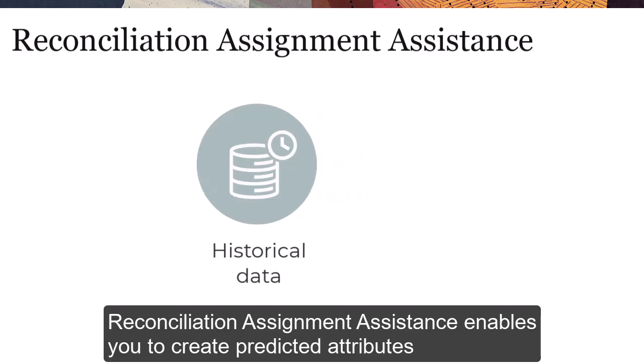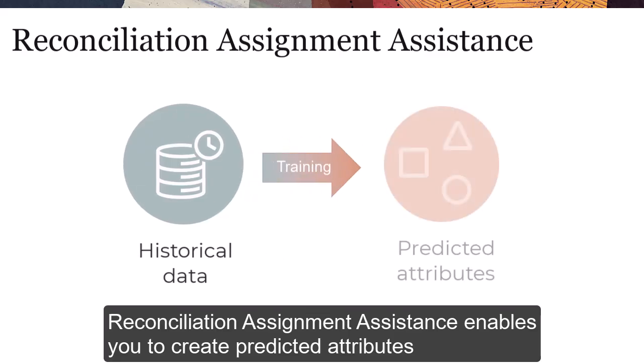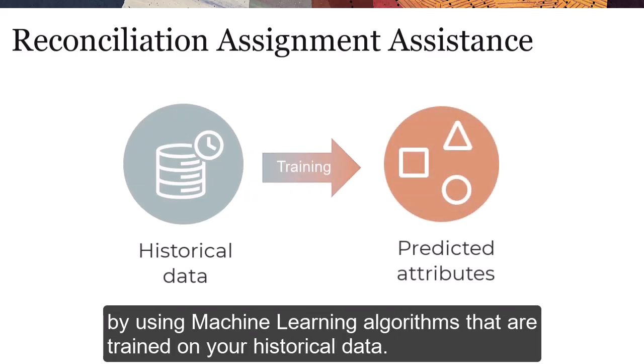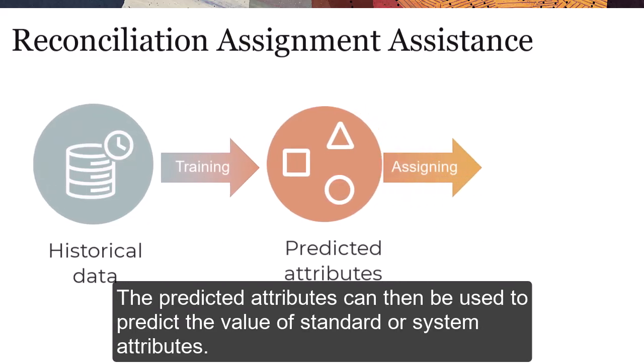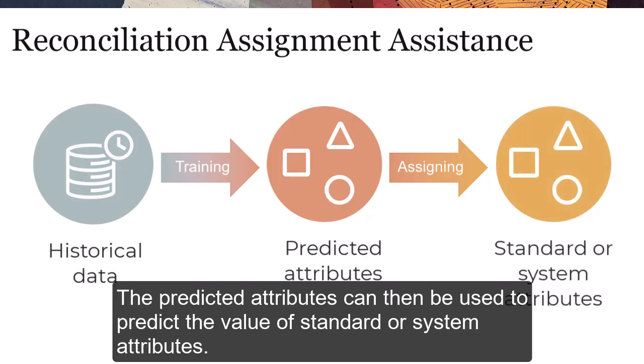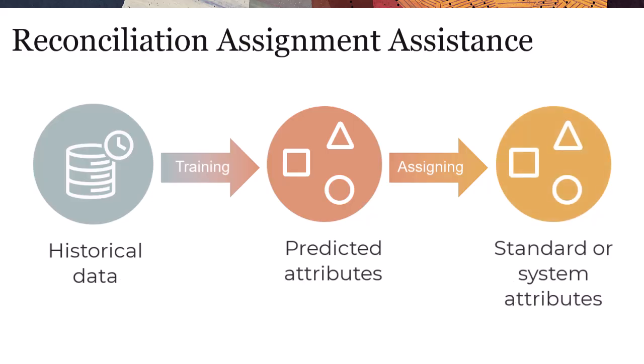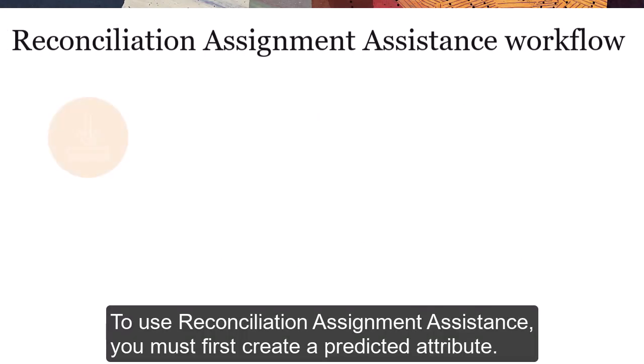Reconciliation assignment assistance enables you to create predicted attributes by using machine learning algorithms that are trained on your historical data. The predicted attributes can then be used to predict the value of standard or system attributes. To use reconciliation assignment assistance, you must first create a predicted attribute.